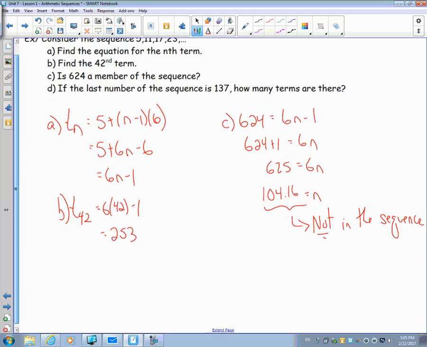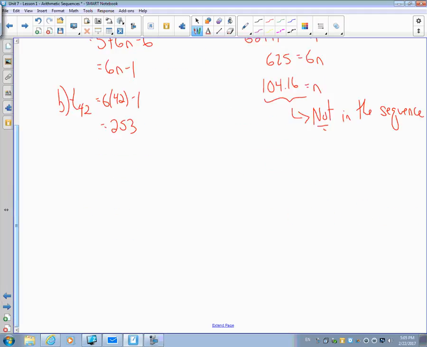Okay, letter D, the last number is 137. How many terms are there? Well, we've done this one before. Let's solve this one. This one has to be part of the sequence, right? Because it's telling us it's in the sequence. We just have to solve for which member it is. And if we do that, we get 23. Okay, so there's 23 terms in that sequence.